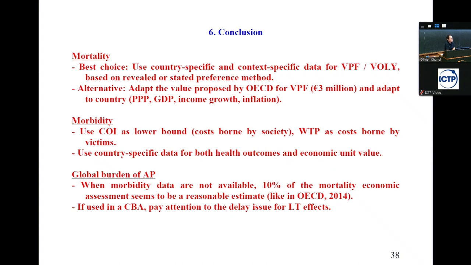And so what is sometimes done, for instance in OECD 2014, is to compute the mortality cost of air pollution, and then to apply a 10% addition to account for the morbidity effect. And you have an overall estimation of the whole health effect due to air pollution exposure. The one which is currently and accurately computed based on mortality data, and then 10% of this, which is added to account for the morbidity effect. And finally, as I said, and I began with that, if you use the cost-benefit analysis, pay attention to the delay issue for the long-term effects. Okay, thank you very much.